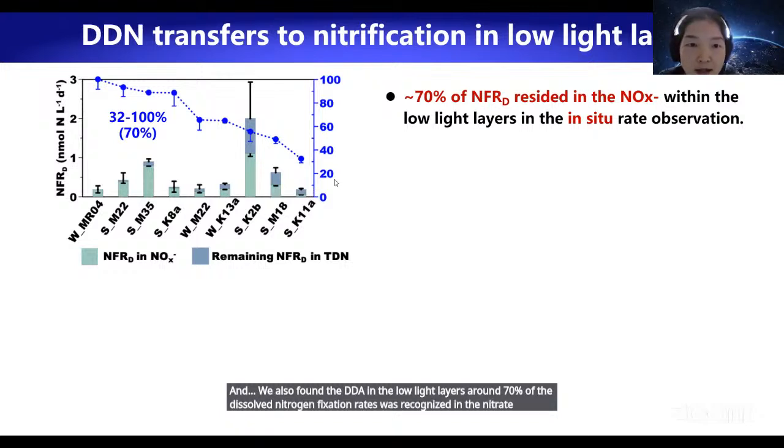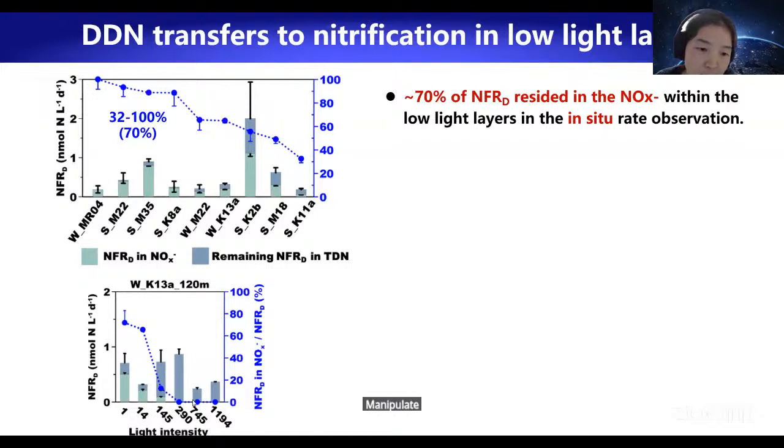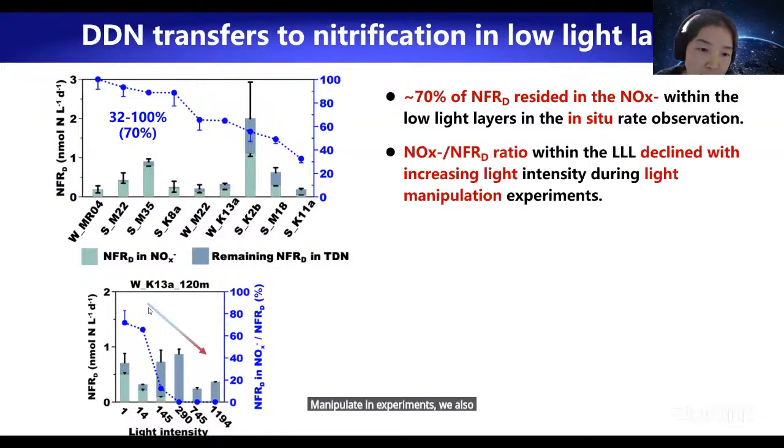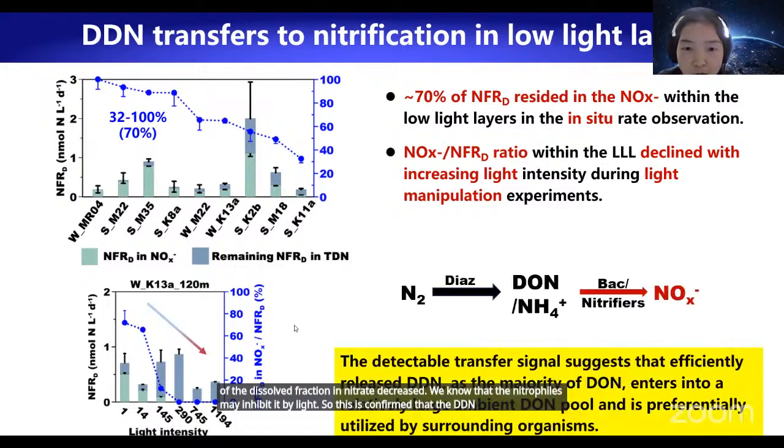So this means that in the low light layers, DDN was transferred to the nitrophiles. And in our light manipulation experiment, we also found that with light increasing, the ratio of the dissolved fraction in nitrate decreased. We know that the nitrophiles may be inhibited by light. So this confirmed that the DDN is released to the nitrophiles.